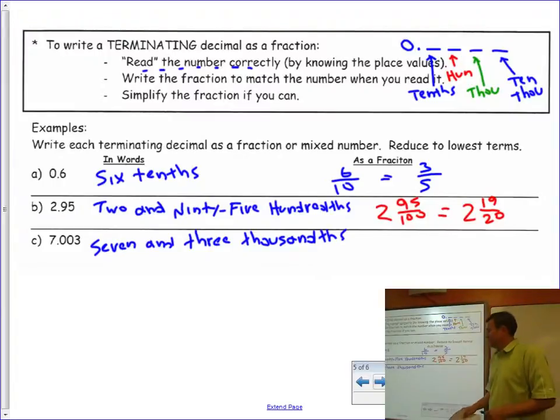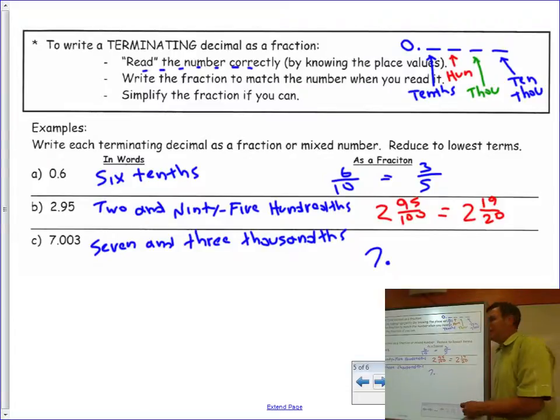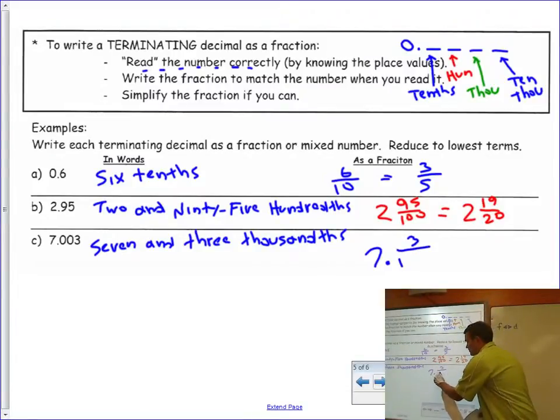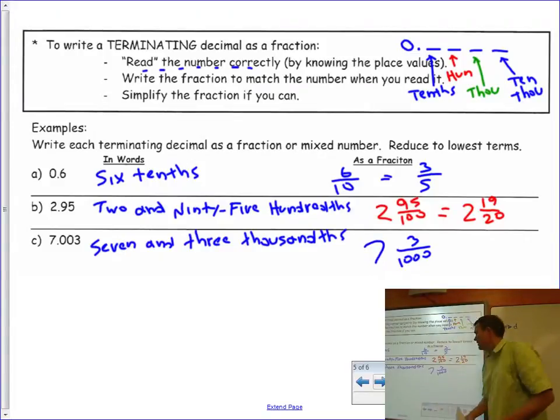And how would you write this? Again, this is going to be a mixed number because the number to the left of the decimal would be the whole number part. And is the decimal. And 3 thousandths would be 3 over 1,000. Now I wrote a decimal in there. I don't think we need the decimal when we write a fraction, do we? It'd be 7 3/1000.